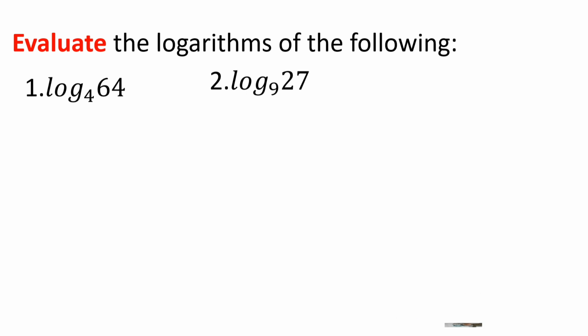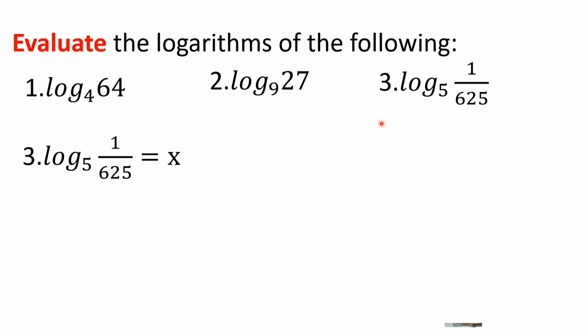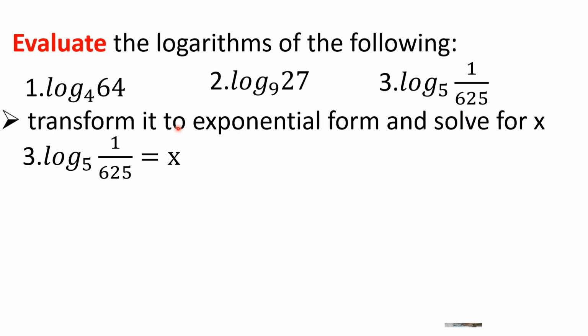Okay, next, number 3. Number 3 is log of 1 over 625 to the base 5. Since we already know that it will be equated to x, step 1 again is transforming it to its exponential form. The exponential form of that will be 5 as the base, x as the exponent, so 5 to the x is equal to 1 over 625.